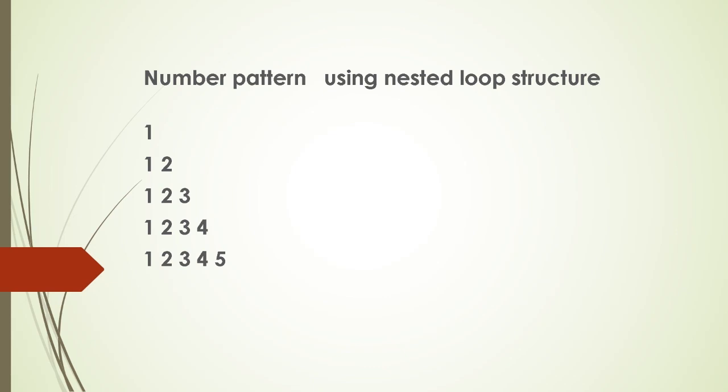Hello students, in today's class we are going to see the number pattern program using a nested loop structure. I want to display this number pattern: the first line 1, the next line 1, 2, then 1, 2, 3, and the last line should display 1, 2, 3, 4, 5.